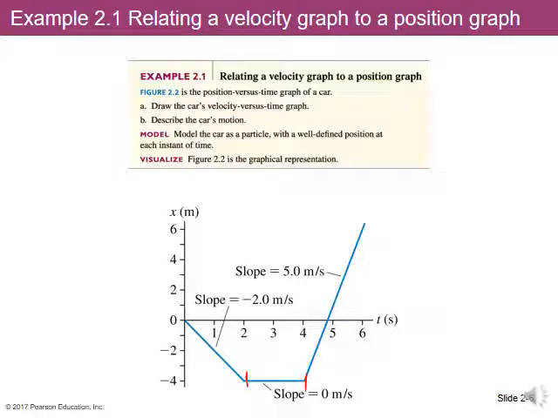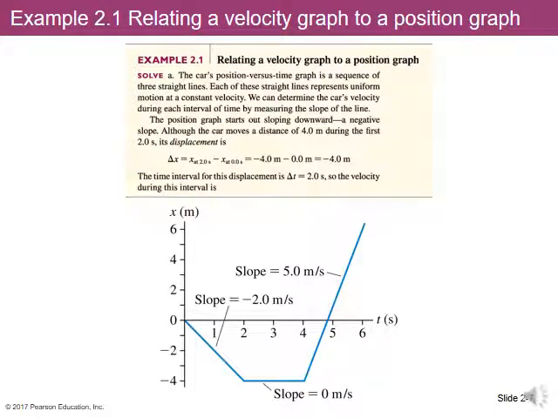From 2 to 4 seconds, it's standing still, not moving at all. And then from 4 to 6 seconds, it's moving much more quickly in a positive direction. We calculate the slope there, we get that it's 5 meters per second. So we can tell a lot about how this object is moving just from looking at this graph.